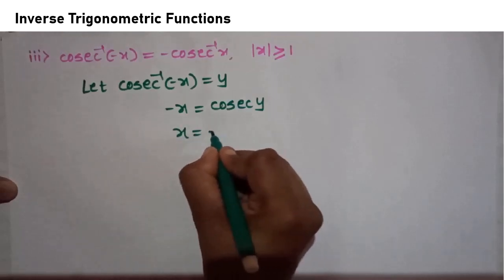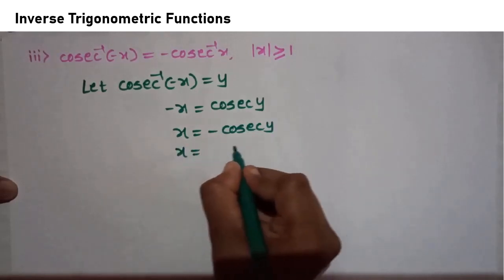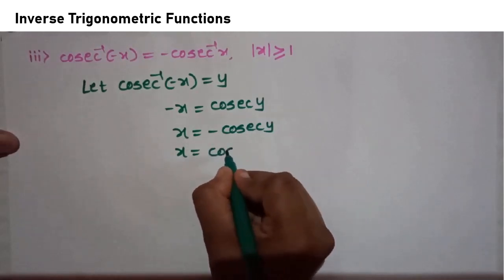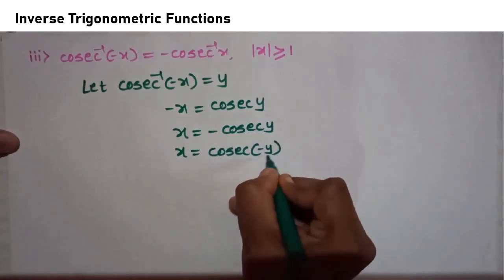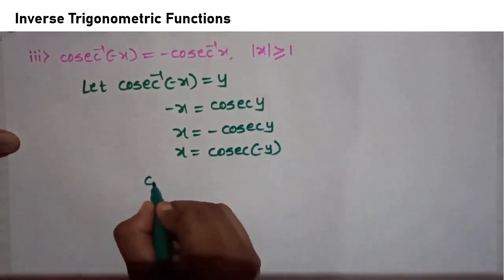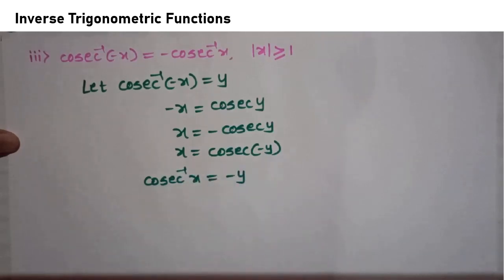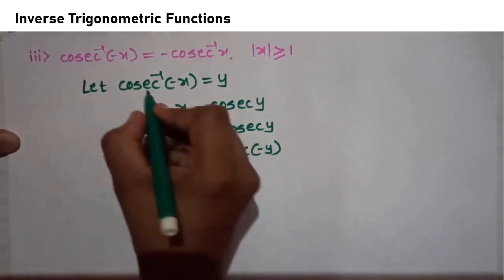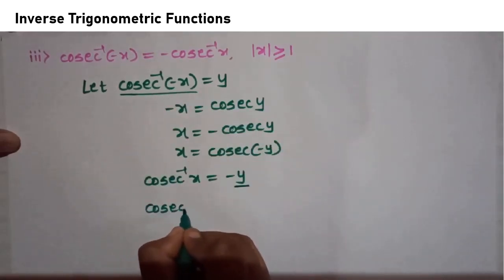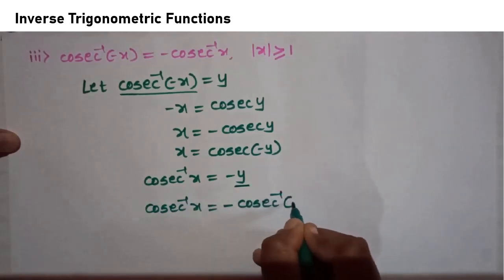We are getting x is equal to minus cosec y. Therefore, minus cosec theta is nothing but cosec of minus theta, so we can write it as cosec of minus y. So if x is equal to cosec of minus y, we can write cosec inverse of x is equal to minus y. Already you know the value of y: y is cosec inverse of minus x. Put that back. Therefore, cosec inverse x is equal to minus cosec inverse of minus x.